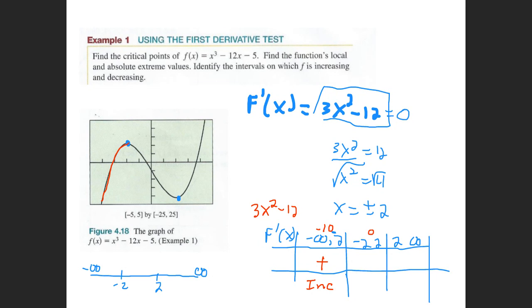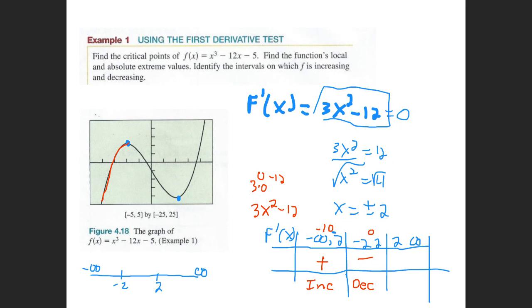If I put 0 in here, I've got 3 times 0 squared, which is 0. So this is 0 minus 12. That's a negative number. I don't care what the negative number is. Makes no difference. All I have to know is, is it positive or negative? So it's negative. So between negative 2 and 2, I know that this function is decreasing.